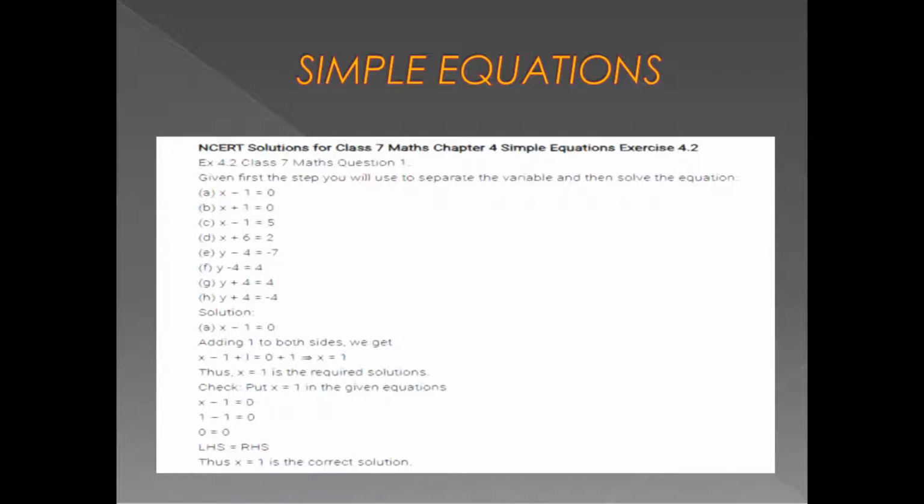Now we need to check it. For checking, putting x equal to 1 in the given equation, that is x minus 1 equal to 0. In place of x, if I write 1, then 1 minus 1 is 0, which is equal to the RHS. So x equal to 1 is the correct solution.